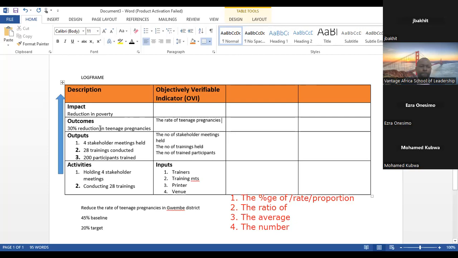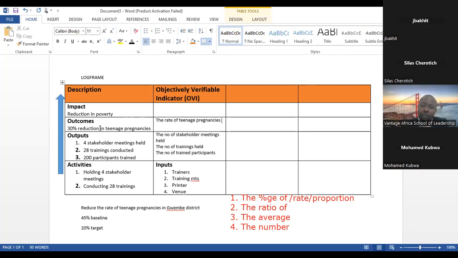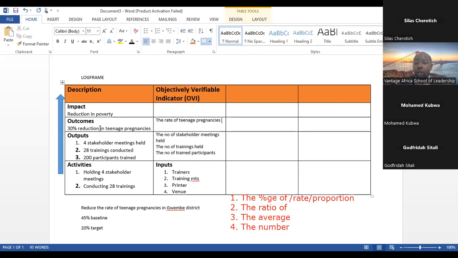But you see, when we talk about 30% reduction, that in itself is fixed. It goes together with time. Because maybe we are saying, how many teenage pregnancies do we have in the first quarter of last year, this month? And how many did we have the first quarter of this year, this month? What is the reduction? We have a 30% reduction. So you can also decide to have percentage. Okay, the percentage of teenage pregnancy.